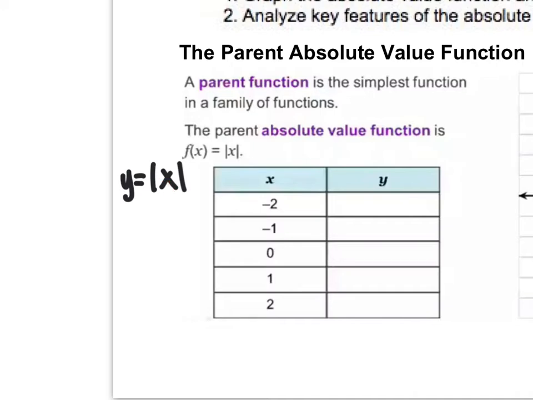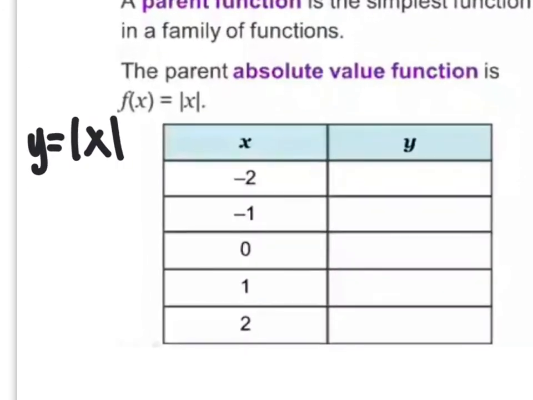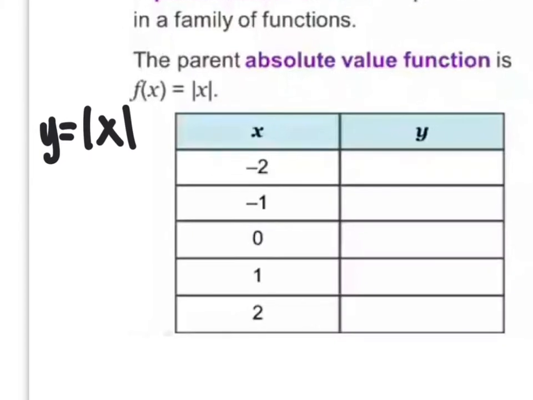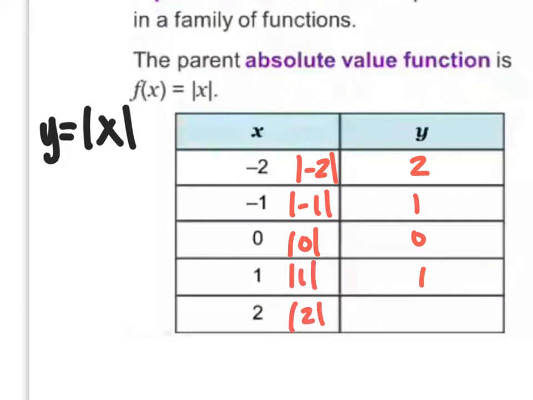So the parent function for an absolute value function is just the simple y equals absolute value of x. If I plug different x values into my function, let me do that real quick. The absolute value of negative 2 gives me 2. The absolute value of negative 1, the distance from negative 1 to 0, is just 1. The absolute value of 0 is 0. The absolute value of 1 is 1. The absolute value of 2 is 2.